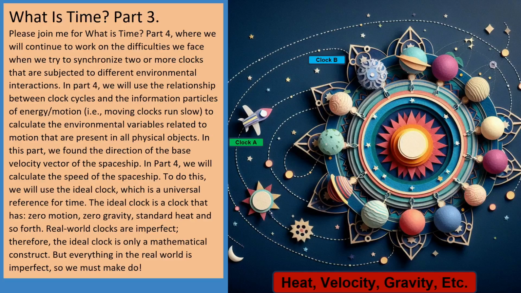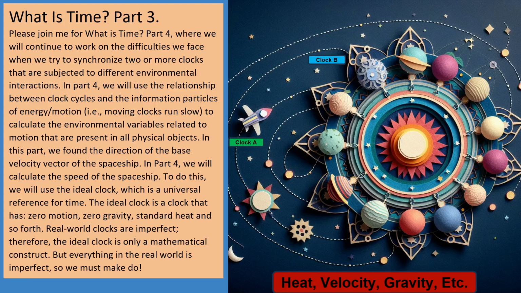Please join me for What is Time Part 4, where we will continue to work on the difficulties we face when we try to synchronize 2 or more clocks that are subjected to different environmental interactions. In Part 4, we will use the relationship between clock cycles and the information particles of energy/motion, that is, moving clocks run slow, to calculate the environmental variables related to motion that are present in all physical objects. In this part, we found the direction of the base velocity vector of the spaceship. In Part 4, we will calculate the speed of the spaceship.